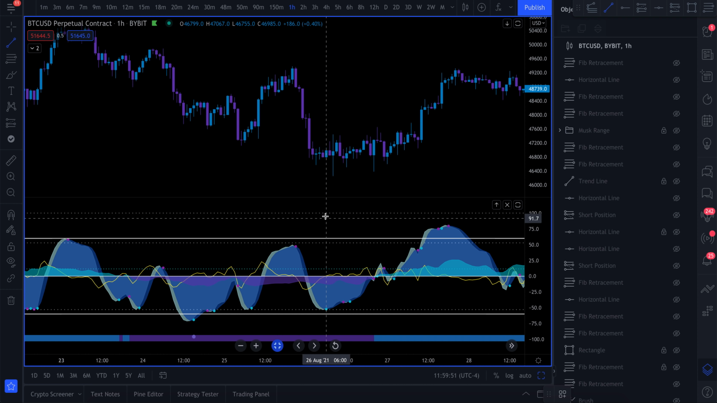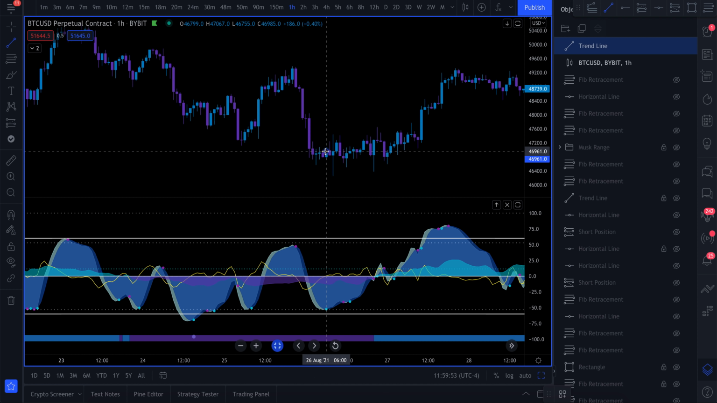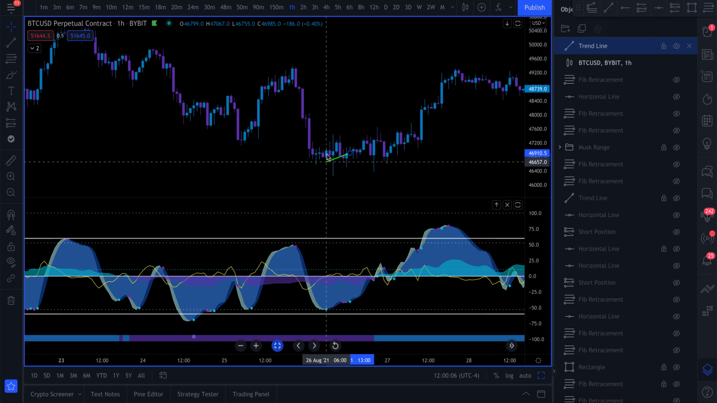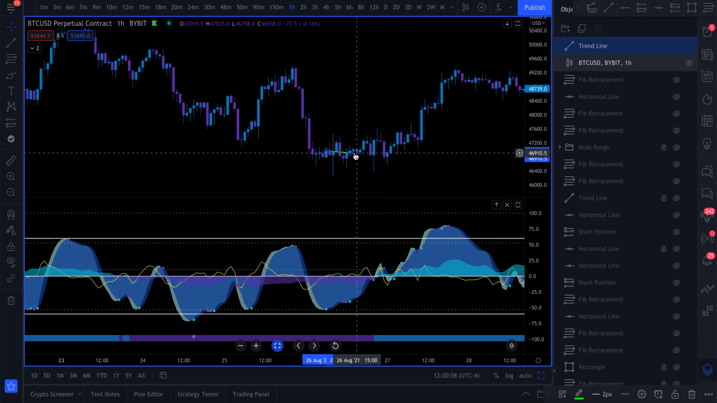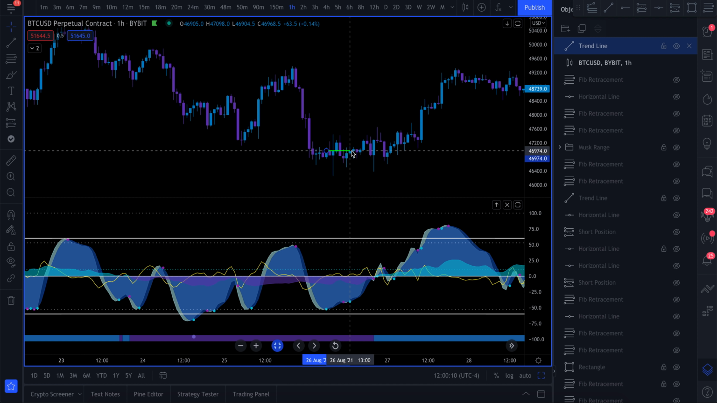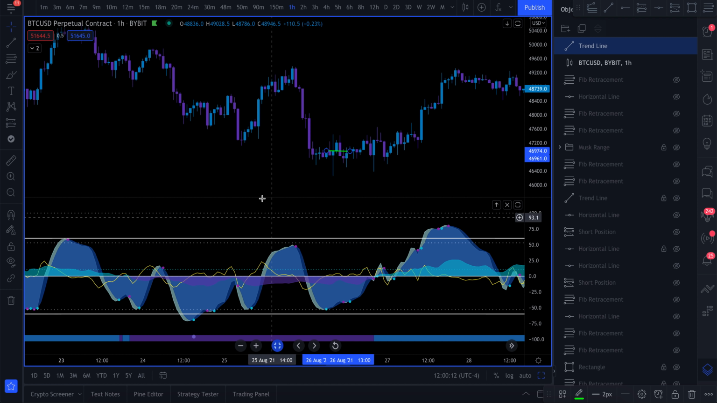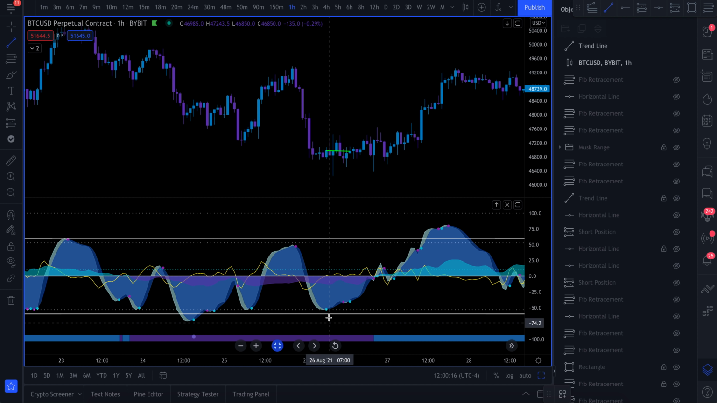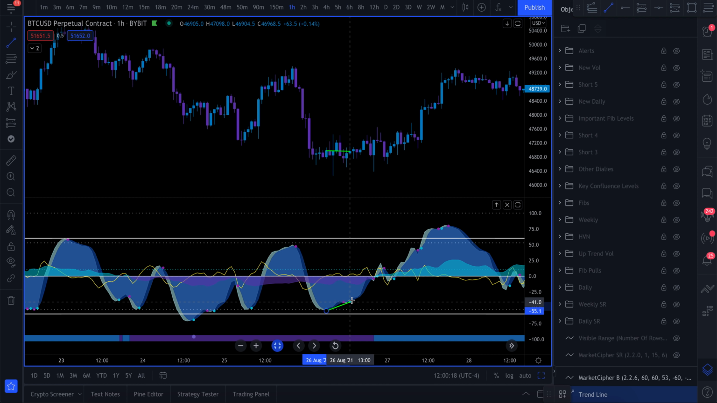Right here, we have a green dot printing here, and then we have a green dot printing right here. We can see that price has come down ever so slightly, yet the momentum has come up. And really what we want to do, guys, is look at the close of the candles. It's very, very slight here, but we can still see the price is coming down and the momentum is coming up. Even if it's very slight, that's okay.